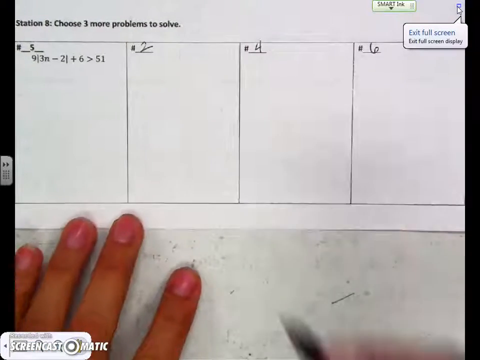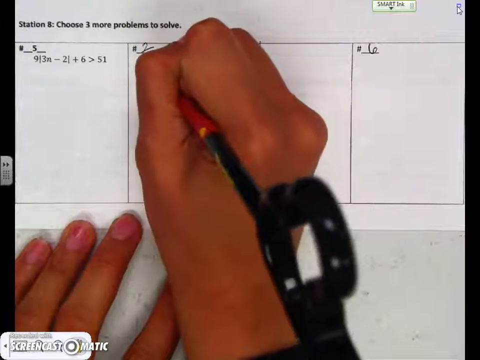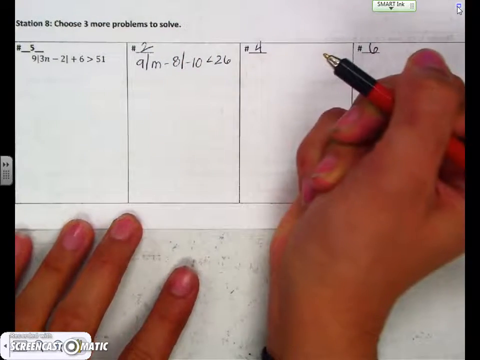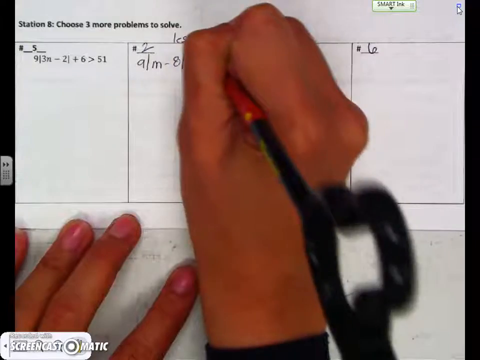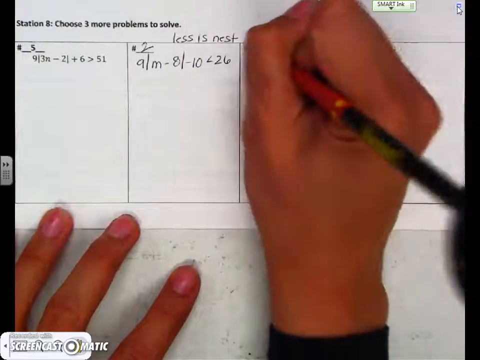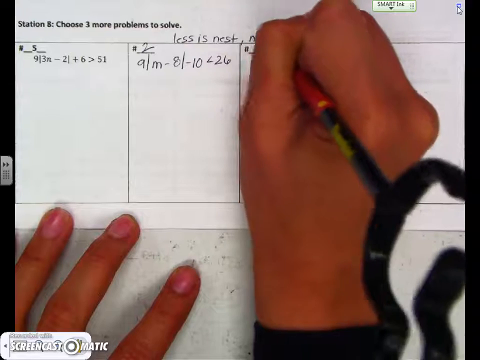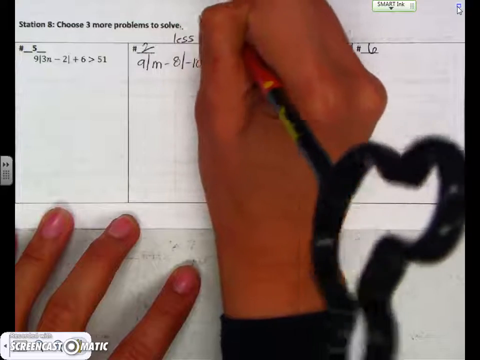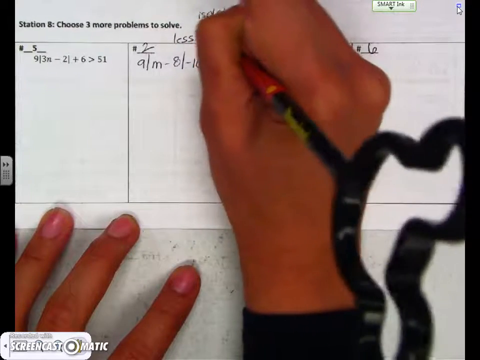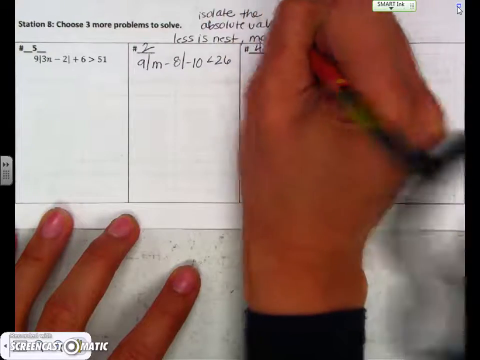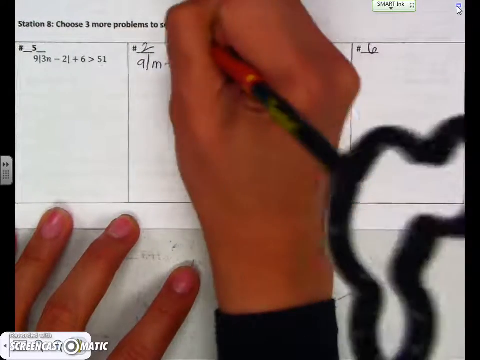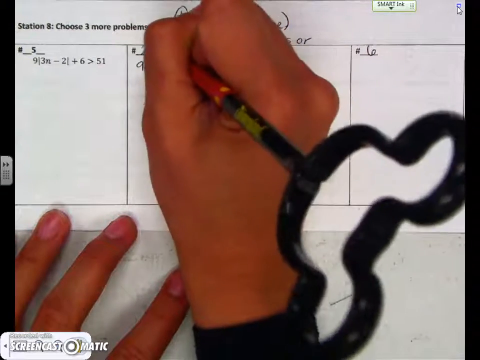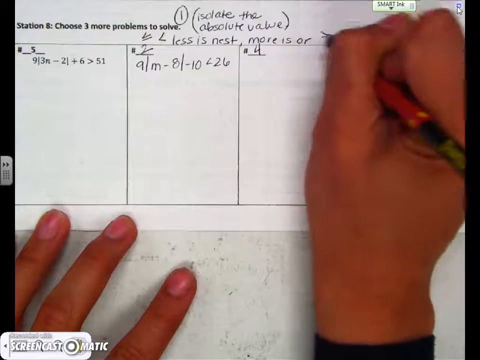For problem number 2, the problem is 9 times the absolute value of n minus 8, minus 10, is less than 26. Less is nest, more is or, and then you always have to isolate the absolute value. So in the case of number 2, that's step 1, okay? Isolate the absolute value. Less is nest would be like this. More is or is like that.